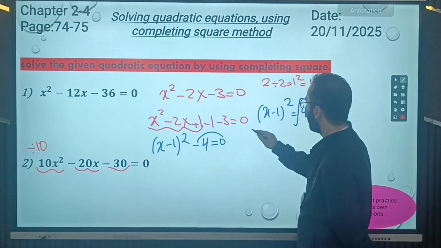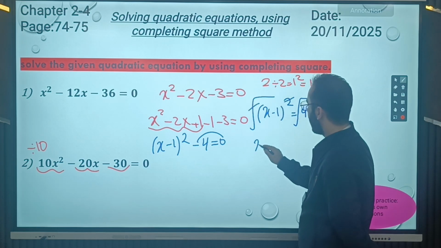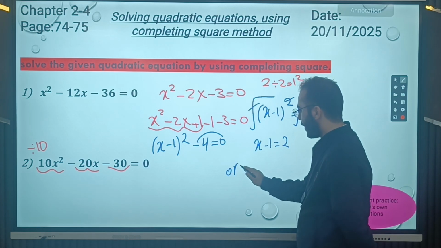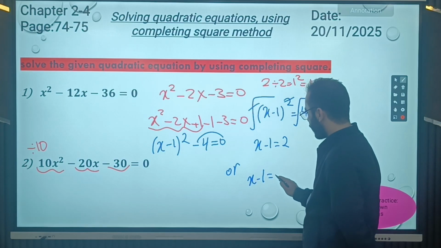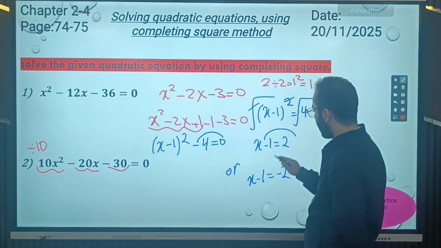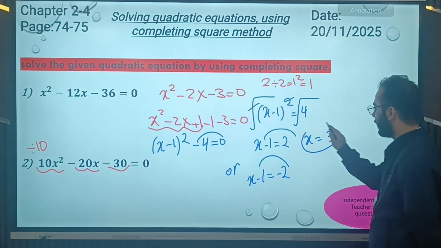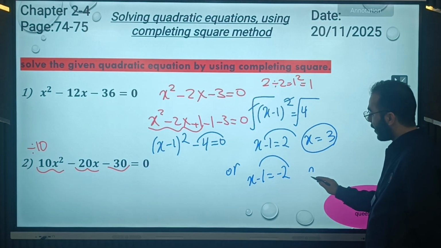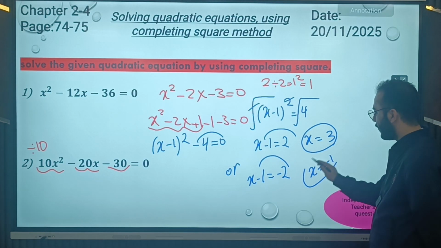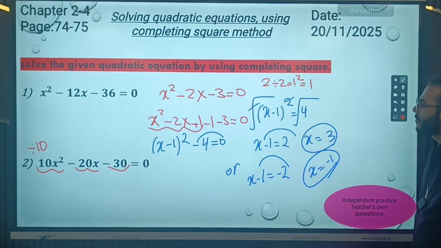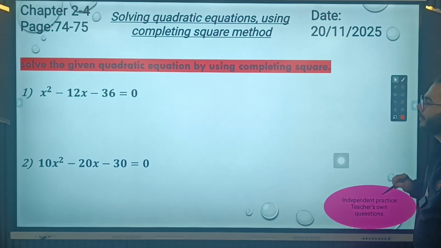Take the square root of both sides. So x minus 1 equals either 2, or x minus 1 equals negative 2. Move this negative 1 to the other side. So we are going to reach x equals 3 from one of them, and from the other one x equals negative 1. These are the solutions after solving this quadratic equation by the completing the square method.